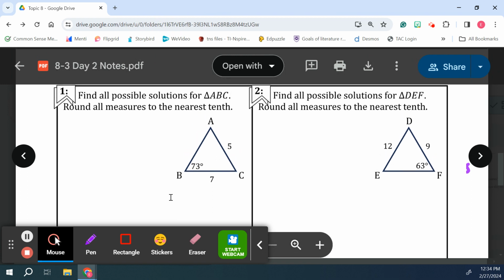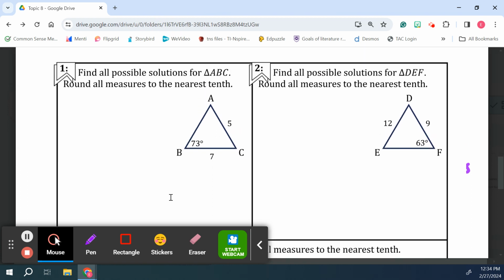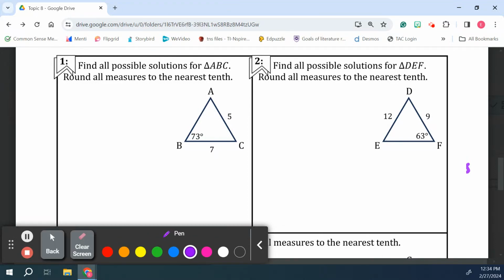But this one says, find all possible solutions for triangle ABC and round all measures to the nearest tenth. If we take a look, we have this and we have A. So the only thing we can really solve for is angle A. So I'm going to find angle A by saying I'm going to take the sine of 73 over 5 equals the sine of A over 7. Now, what do we usually use here to find angles? Well, you're definitely going to cross multiply, yes. But what do we use to find angles? The inverse, yes. That -1.